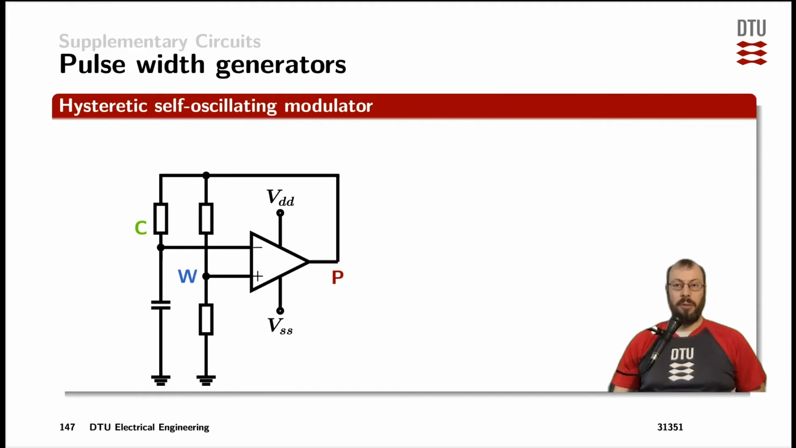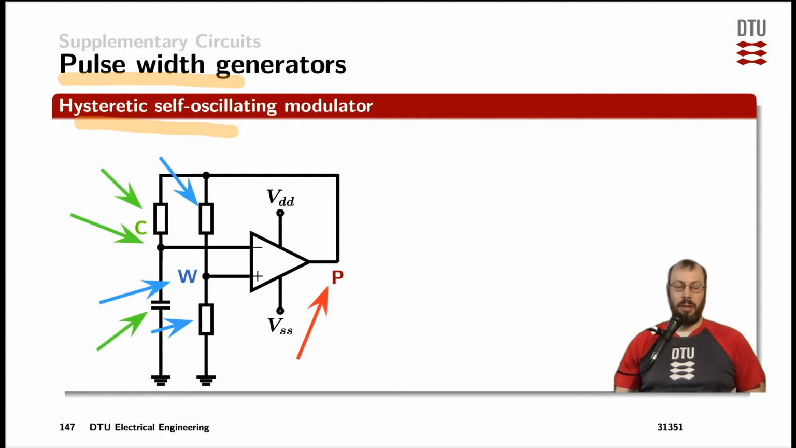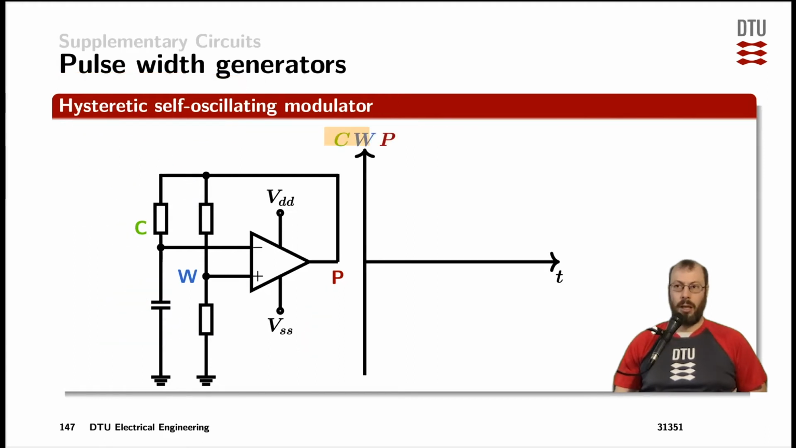There are numerous implementations of pulse width generation circuits. One that can do many things in one circuit is the one I'm showing you here, and this is called a hysteretic self-oscillating modulator. At its output, we have the PWM signal. Furthermore, we have the hysteretic window, which is simply a voltage division from the PWM signal done by those two resistors here. And we have a carrier signal on this node here generated by the RC division of the same pulse signal by those two components. Let's have a look at those signals as a function of time.